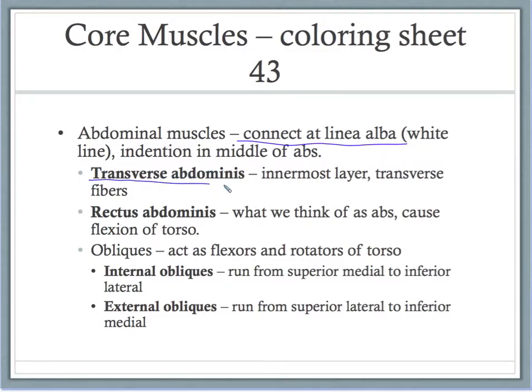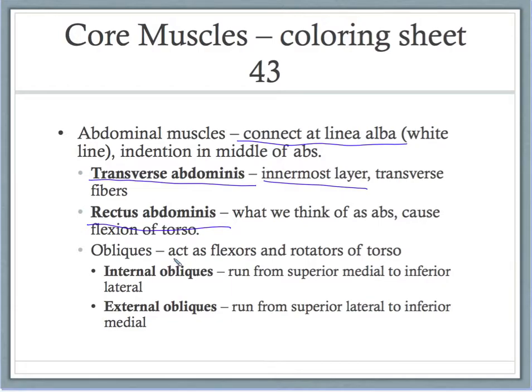You have your transverse abdominis, which is the innermost layer. And they have transverse fibers. If you think of your transverse plane running left and right, these run laterally. Your rectus abdominis is what we think of as having abs. These are on the outside. These cause flexion of the torso. So for you to do sit-ups, you're working your rectus abdominis.